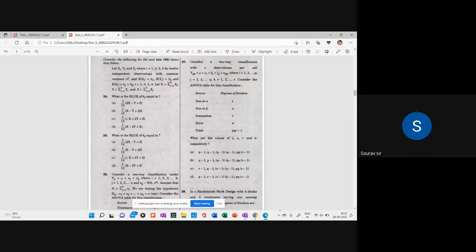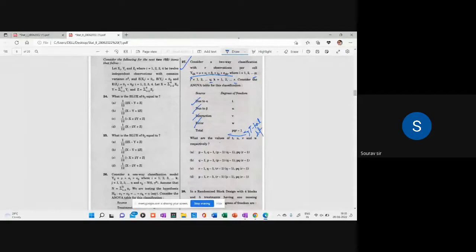Okay, so this is a very easy sum. Not sum, basically it's theory. So we are considering two-way classification with our observation per cell. So this is a model for ANOVA. All of us know that. So I runs from 1 to P, J runs from 1 to Q, and K runs from 1 to R. So we are considering the sources, that is factor due to alpha, factor due to beta, factor due to interaction, factor due to error, and the total degrees of freedom is PQR minus 1. This is my total DF.